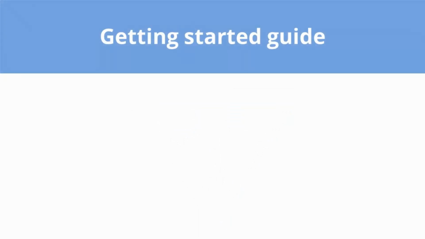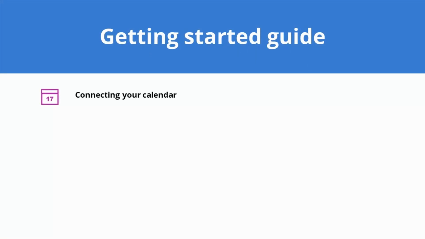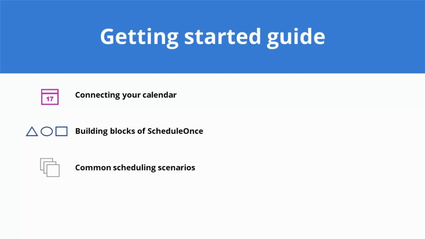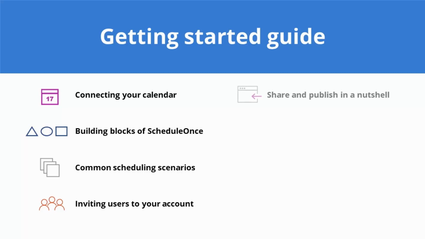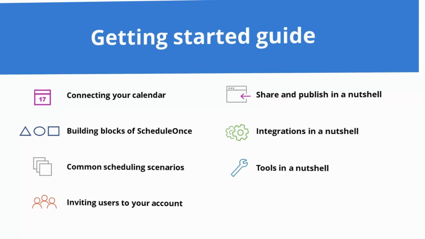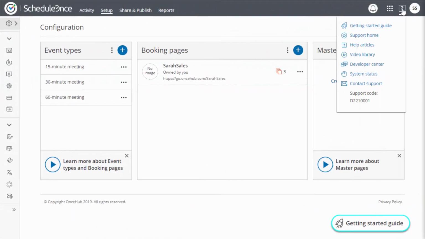To help you and your team get started, we have created this Getting Started guide that will walk you through some of the most important aspects of setting up your account. We will start by connecting your calendar. Then we will learn about the building blocks of ScheduleOnce, common scheduling scenarios, and inviting your colleagues to join your ScheduleOnce account. From there, we will move on to the ins and outs of customizing your customer scheduling experience. We will walk through how to share and publish your booking pages and how to get the most out of our integrations and tools. You can access this guide from the help and support icon on the top right corner of your account. You can start watching now and return to where you left off at any time.